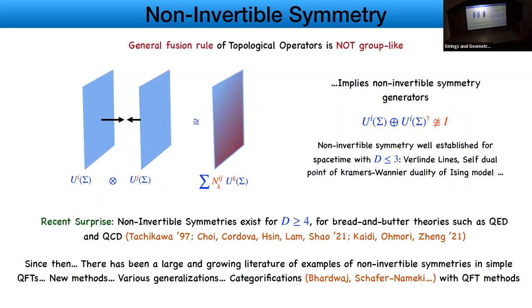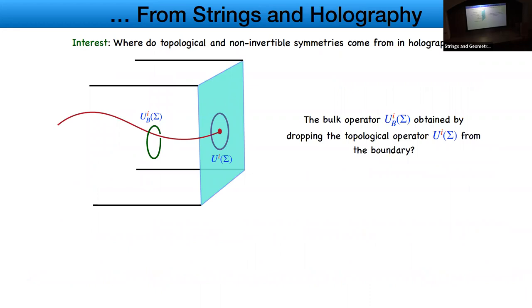But all of these things are within the context of QFT, using QFT methods. There is something that many of us supposedly know how to do well, which is string theory, and some of us also know holography. And it's a very natural question to ask, under holography, how do I see these non-invertible symmetries? And are these things in strings already? And if so, how should we understand them? In fact, they are. And from the perspective of string theory, the existence of these things isn't super surprising.